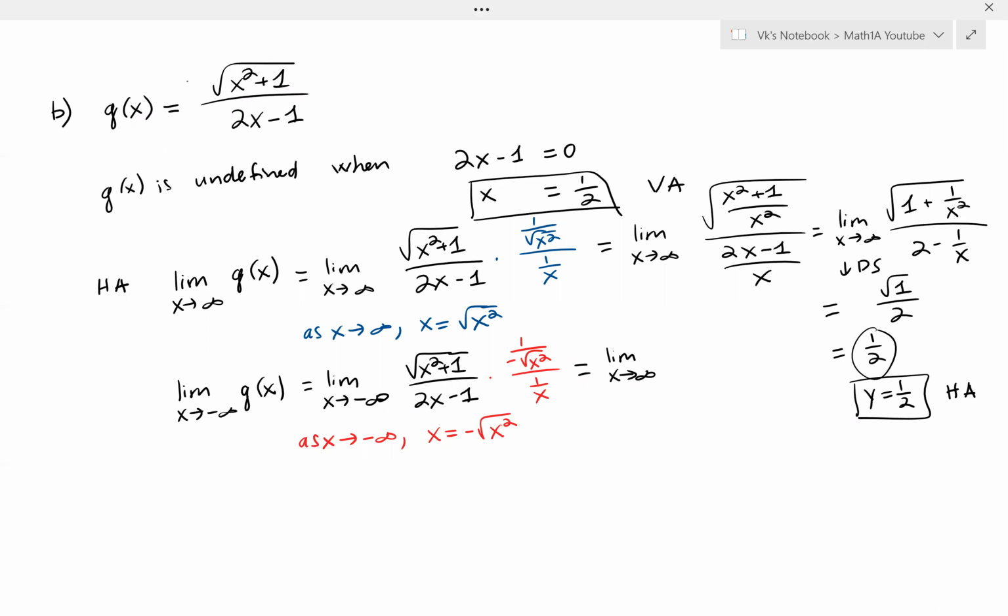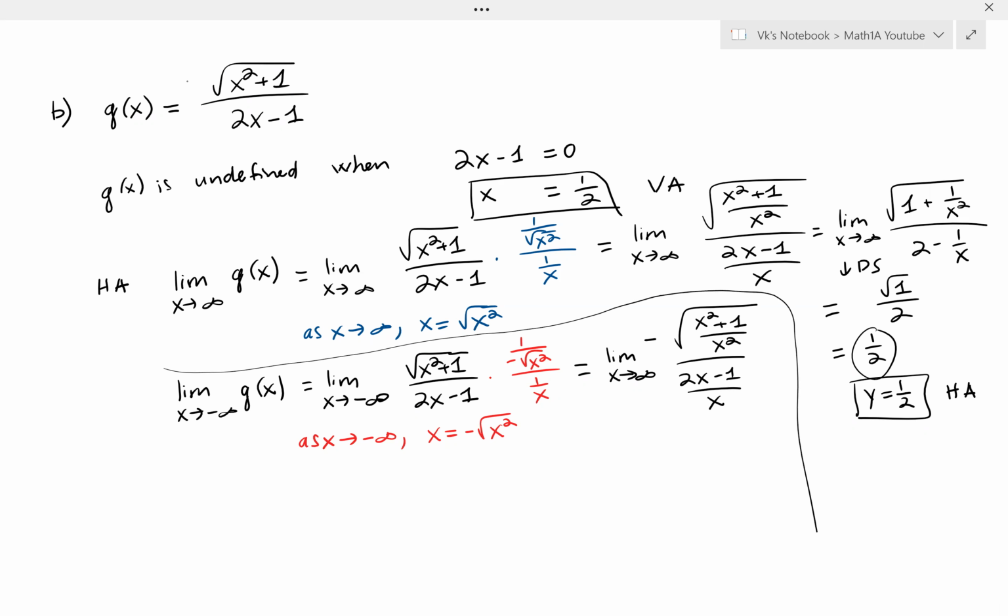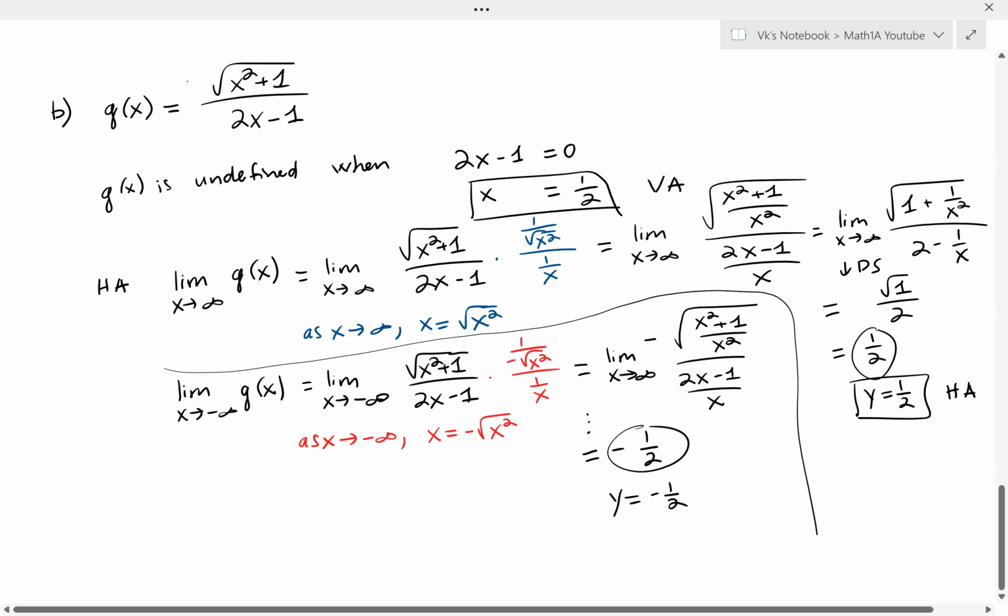And then from here, we get a pretty similar result. As x approaches negative infinity, negative square root of (x squared plus 1) over x squared, divided by (2x minus 1) over x. So for this one, similar. Work out the similar steps, and we have negative 1 over 2. What this tells us is y equals negative 1 over 2 is another horizontal asymptote.